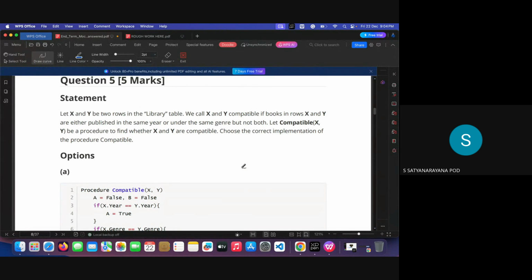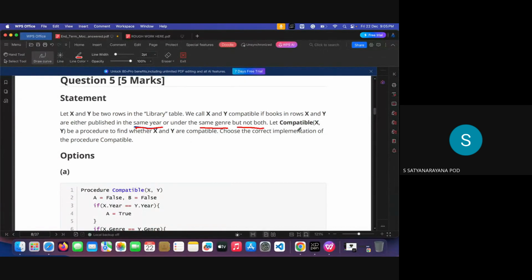X and Y are compatible books if the books on rows X and Y are either published in the same year, or under the same genre, but not both. So both should not be there. Same year and same genre will not be considered. Either same year is considered or same genre is considered. They have already extracted a pair of books. We don't worry about how they are extracted using the outer loop, using the inner loop. They are worrying only about the compatibility of X and Y. They have to check it.